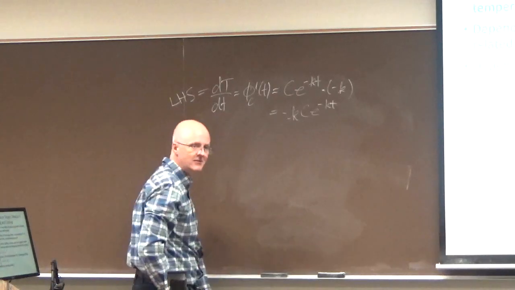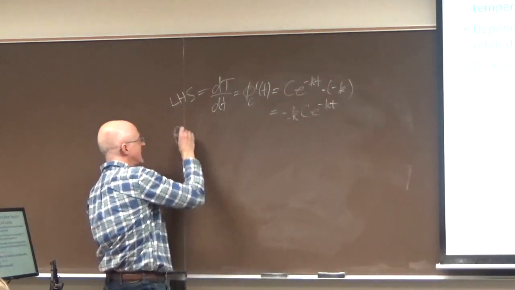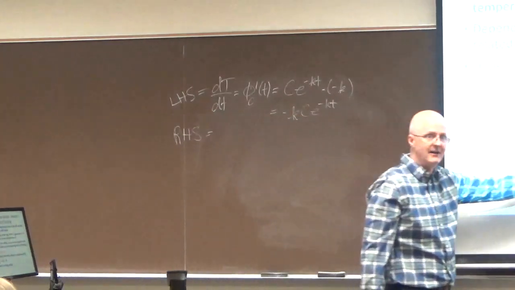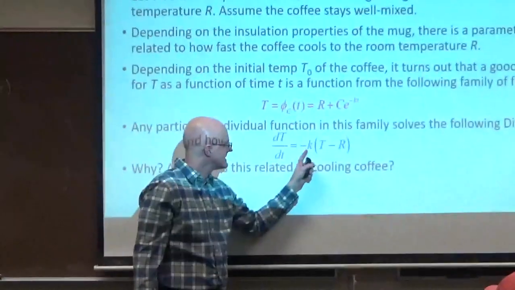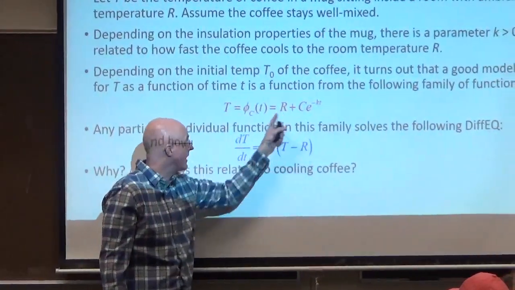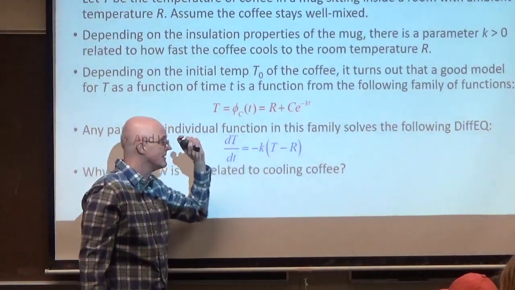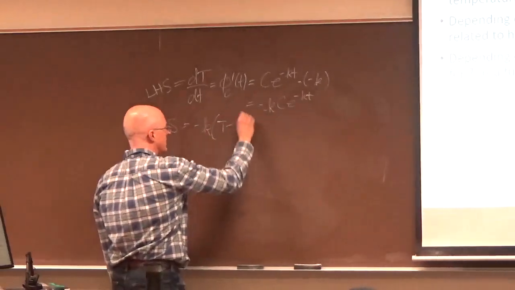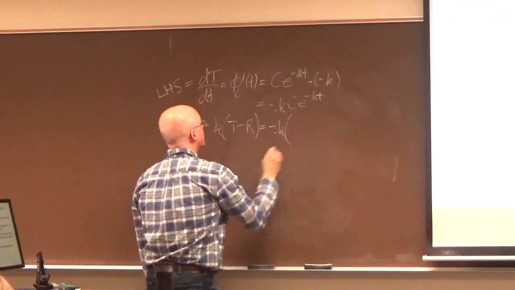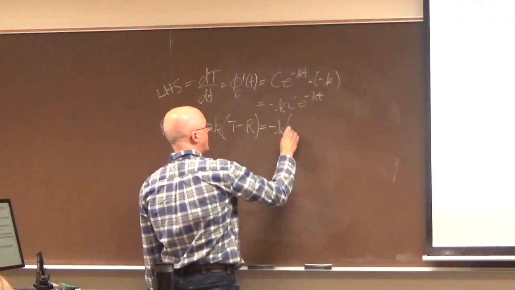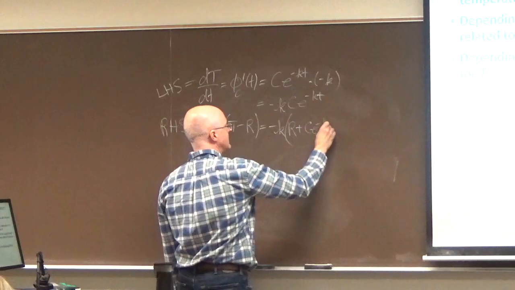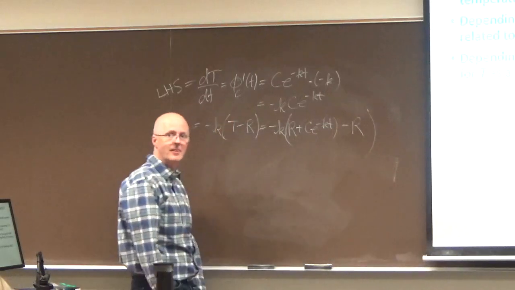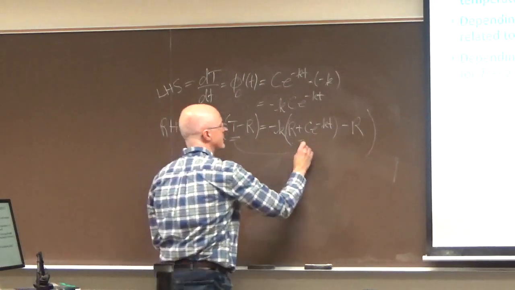LHS stands for left-hand side, always for me. RHS stands for right-hand side. This thing in blue, this differential equation right here. The right-hand side is negative k times T minus R. Replace T with the function, because the T is a function of blue. Negative k times capital T minus R. Replace capital T with this function that's on the screen in red there, R plus C e to the negative kt, minus R. I replaced the T there with the function.